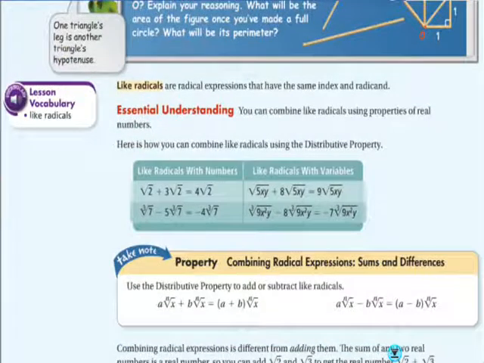Big thing here is that radical expressions work kind of like variable expressions in that we can only subtract or combine like radicals. So for example, right here, the ones they give are like radicals with numbers. So square root of 2 plus 3 square roots of 2 is 4 square roots of 2. Cube root of 7 minus 5 times the cube root of 7 is negative 4 cube root of 7. So these are like radicals with numbers, okay?